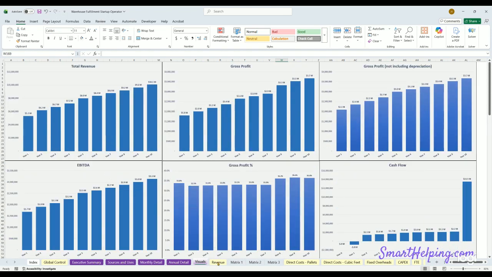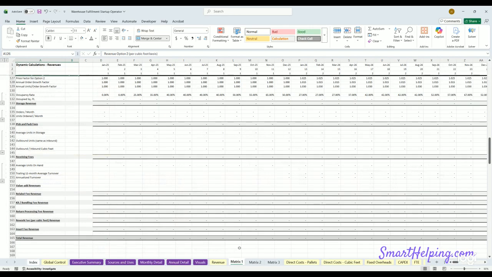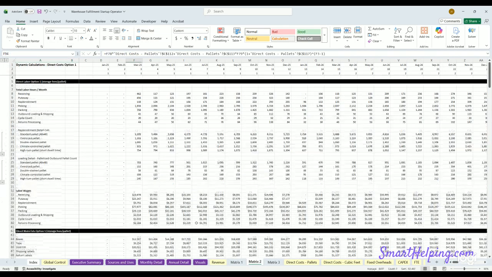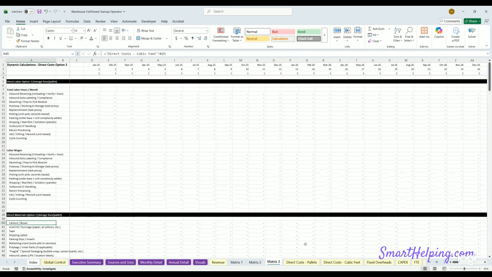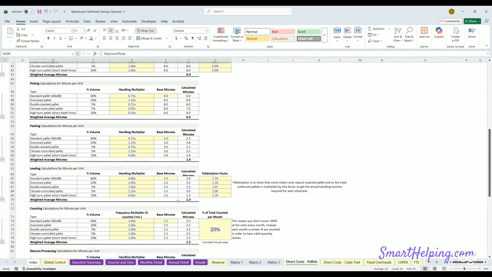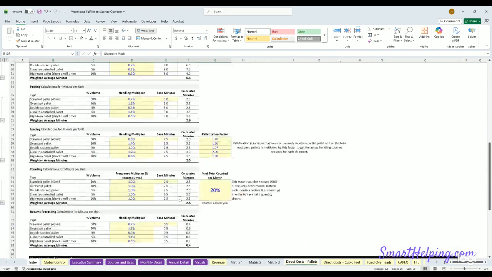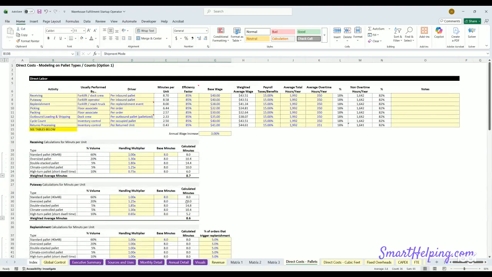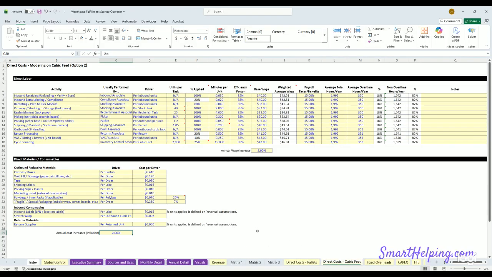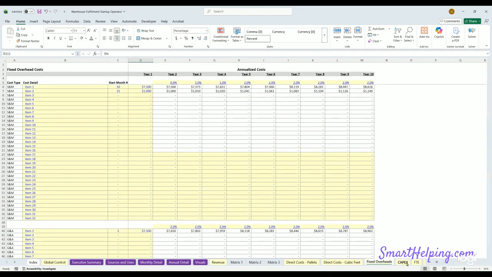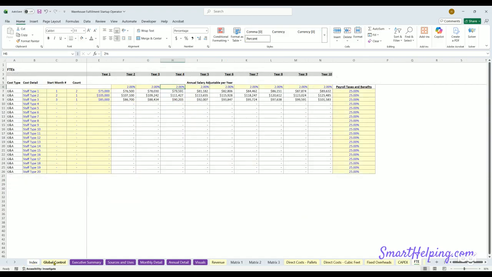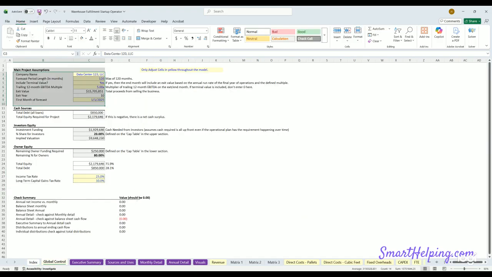All right, I believe that touches on everything, and I am excited to get this out. I've been working on this really hard for a few weeks now, and it's very unique, very operator specific, and hopefully it helps warehouse startup operators or fulfillment centers.